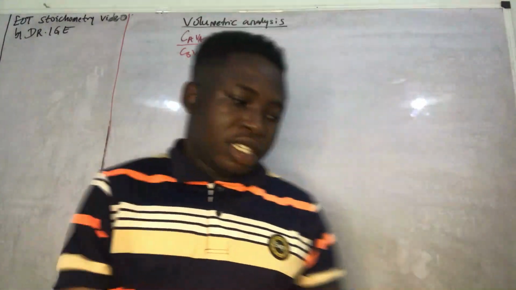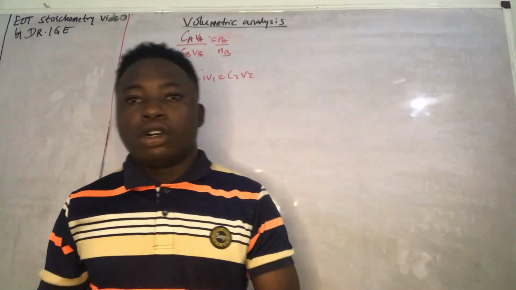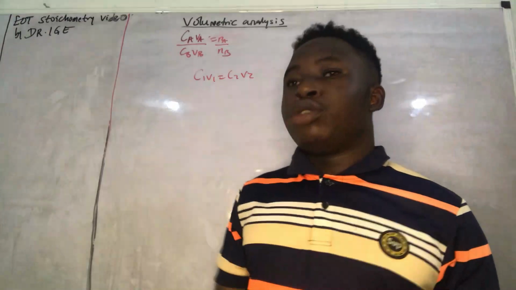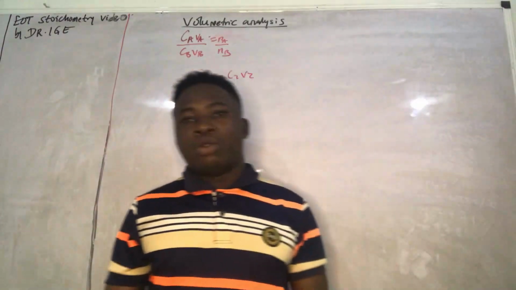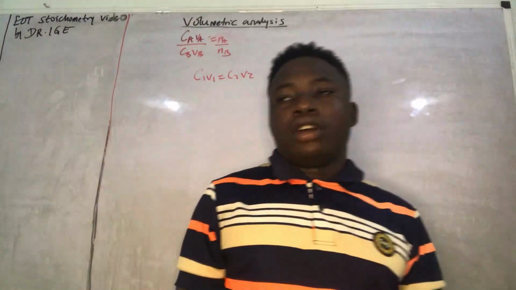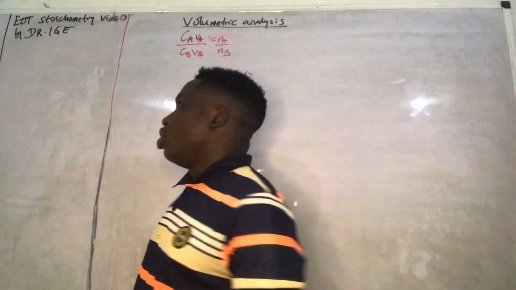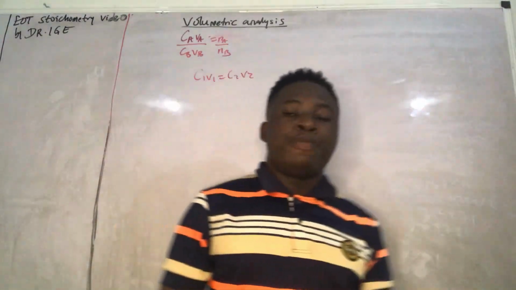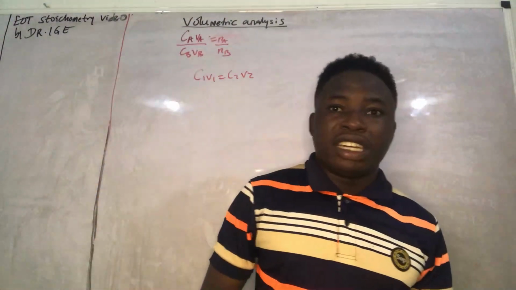Now, in this volumetric analysis, there are questions from titration. I don't know if you have done titration before, but titration basically is when you react an acid and a base to form salt and water. It can also be when you react an acid and a salt. When you are doing titration, you use the pipette for the base, and you use the burette for the acid.